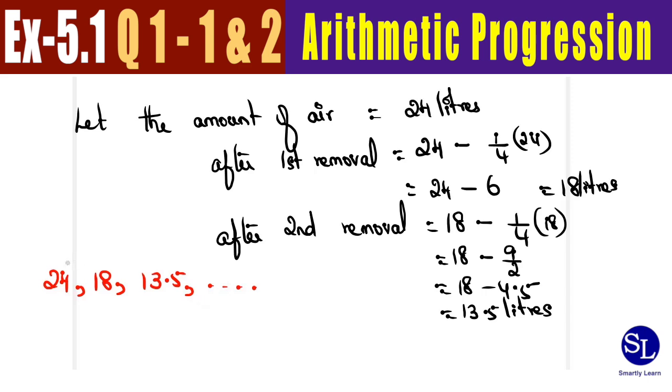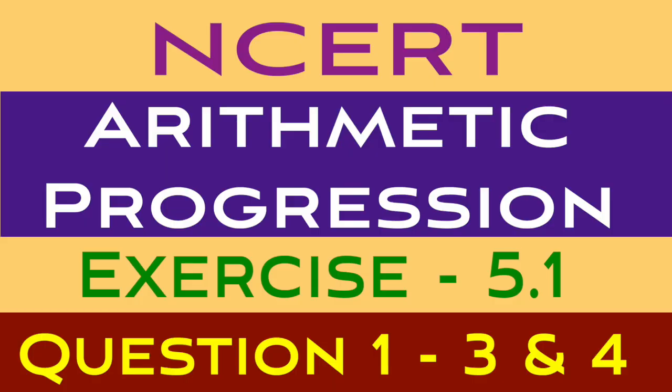Now we see the difference between the first term and the second term is going to be minus 6, because 18 minus 24 gives minus 6. Now if you compute the difference between 18 and 13.5, it is definitely not minus 6. Therefore, it's not an AP. So we just needed a minimum of 3 terms to check whether these numbers are an AP or not. In the next video, we will see how to solve the third and the fourth subdivision in this question.